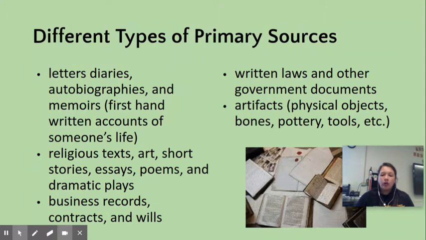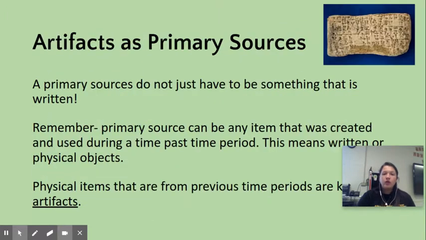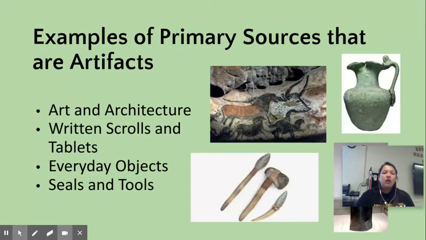And then you have artifacts. So artifacts are primary sources that are not written documents. Yes, it might be a tablet that has writing on it, but the artifact would be that physical tablet. So primary sources are not just things that are written. They can be things that are more of a physical object. And if it is a physical object, then that means it is an artifact.